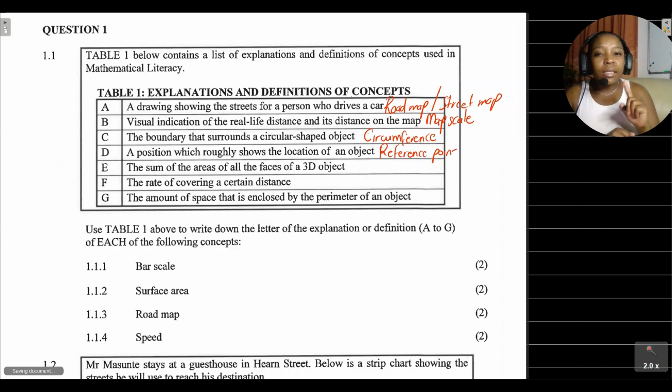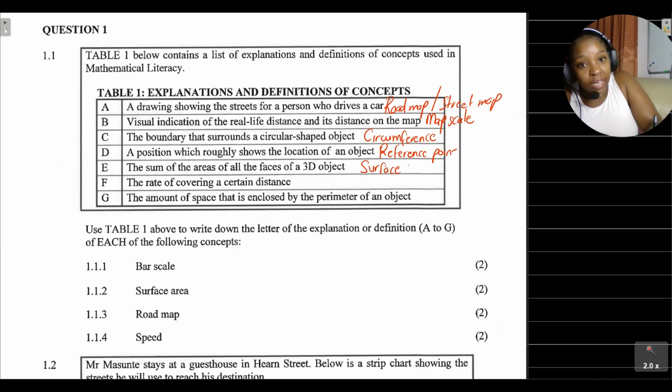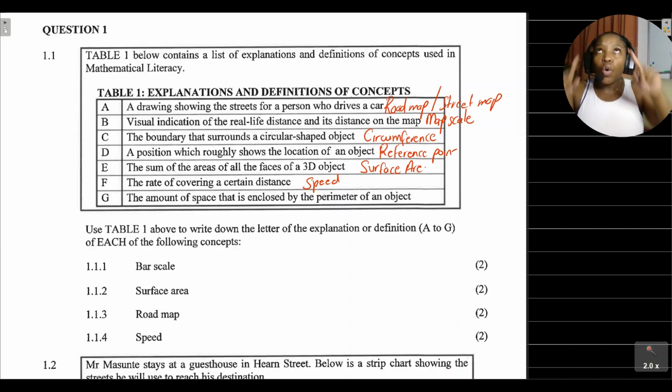Okay. E, the sum of the areas of all the faces of a 3D shape. So if we're summing up the areas of all the faces of a 3D shape, that's a surface area or total surface area. F, the rate of covering a certain distance. So the rate in which a distance is covered, that sounds like speed. G, the amount of space that is enclosed by the perimeter of an object. So if we've got a perimeter of an object, the space that is enclosed within that perimeter is what? Area. Okay, so this is what you need to do fast, quickly.